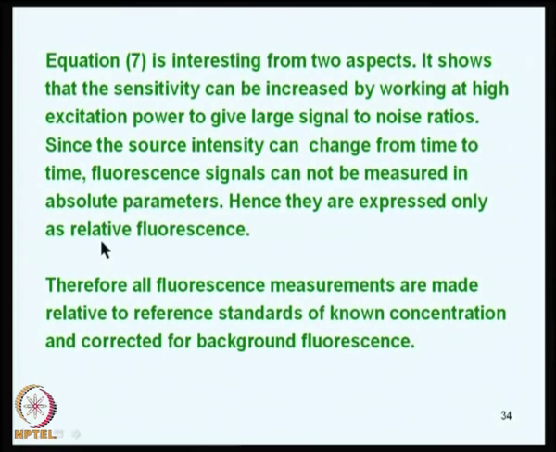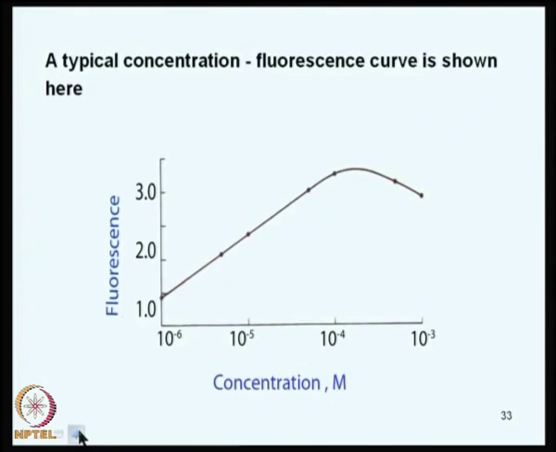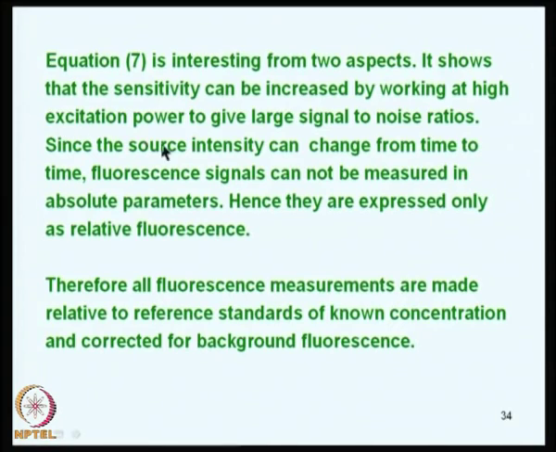Now, that equation 7, if you do not remember, we can go back: F = 2.303 P0 φ_F G(λ) Q_F ε b c. This equation is interesting from two aspects. One is that it shows that the sensitivity can be increased by working at high excitation power, because fluorescence is proportional to P0. If we use higher P0, the fluorescence also increases directly. For this reason, we try to use a higher intensity source, and then we get a large signal to noise ratio also.